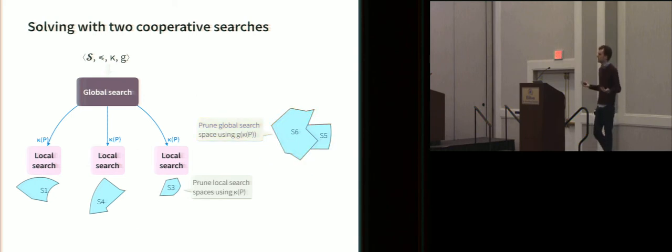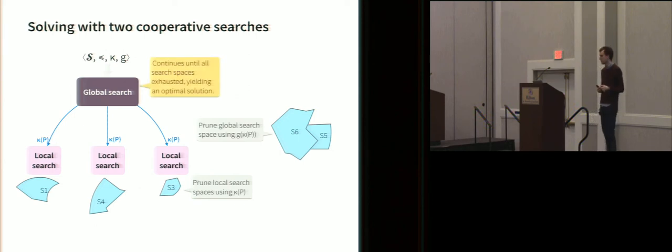So this is the idea of Synapse, by combining two cooperative searches running in parallel. This process continues until we've exhausted the entire search space. And at the end, what we get back is an optimal solution to the synthesis problem.